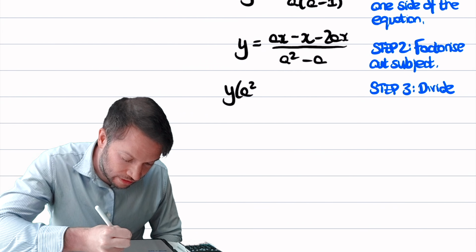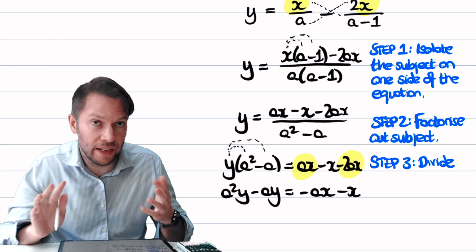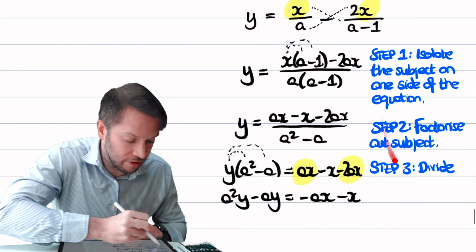Now we might want to just tidy up a bit and expand the bracket. So expand this bracket, we'll have a squared y, and this times this is minus ay. And on the right-hand side, we could collect like terms, because can you see we've got ax minus 2 lots of ax. That will be minus 1 lot of ax. We've got minus 1 lot of ax minus x like this. At this stage, everything's out in the open, no fractions, no brackets. Great. So we can now apply these steps on the right.